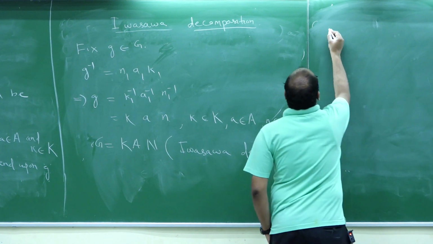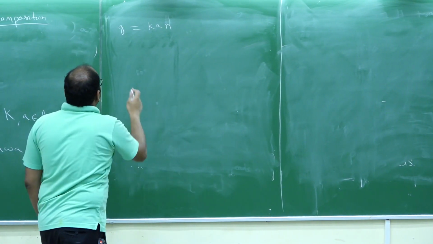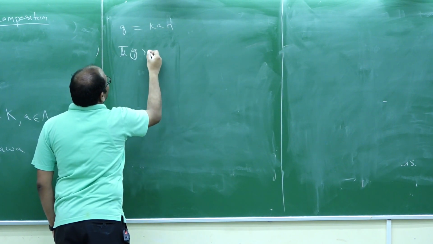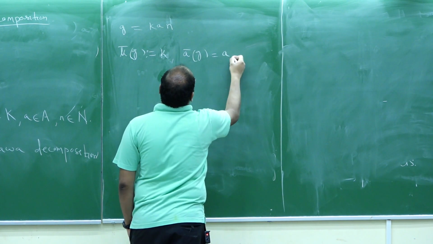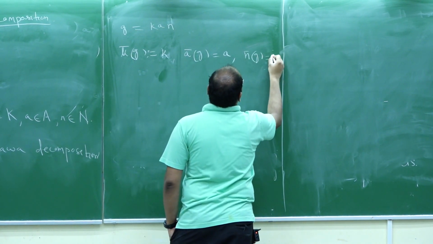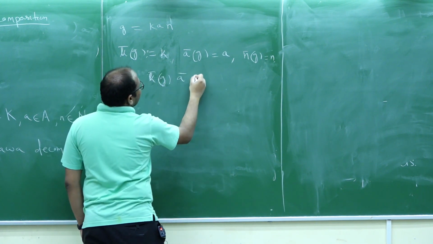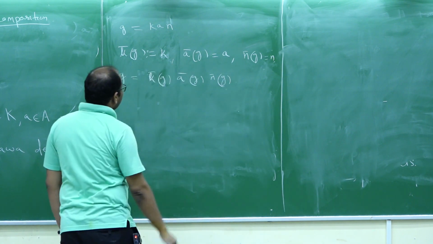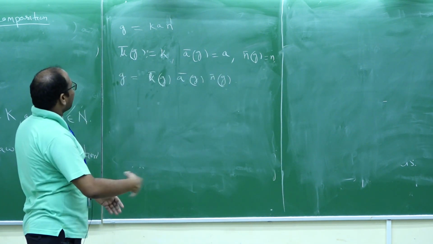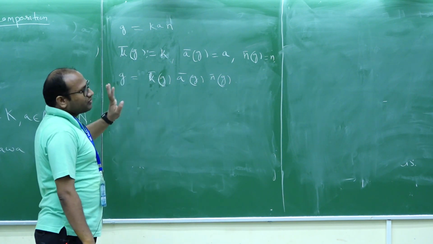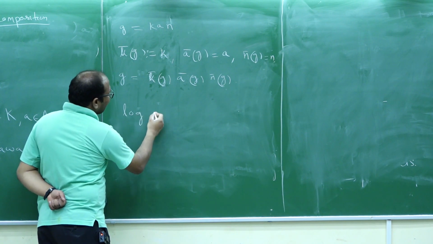Now, if G is equal to KAN, I define this K part as K bar G, this A part as A bar G, and N bar G as the N part. So G can be written as K bar G, A bar G, and N bar G. So what is K bar G? If you write the Iwasawa decomposition, G is equal to KAN, this K bar G is the K part of that element, A bar G is the A part, and N bar G is the N part.